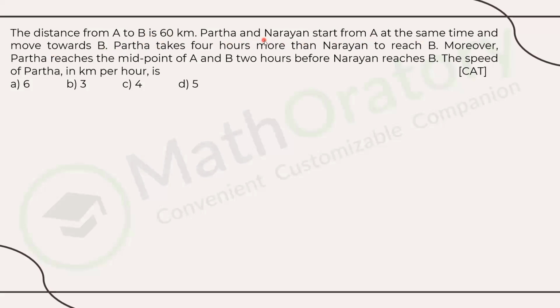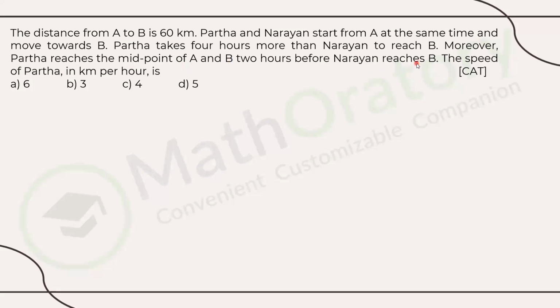Both Partha and Narayan start from A at the same time and move towards B. Partha takes 4 hours more than Narayan to reach the destination B. So there's a comparison given, not in terms of a speed relationship, but how much more time. Moreover, Partha reaches the midpoint of A and B 2 hours before Narayan reaches B. Now, this is not saying that Partha reaches the midpoint compared to Narayan reaching the midpoint, but Narayan reaching B.